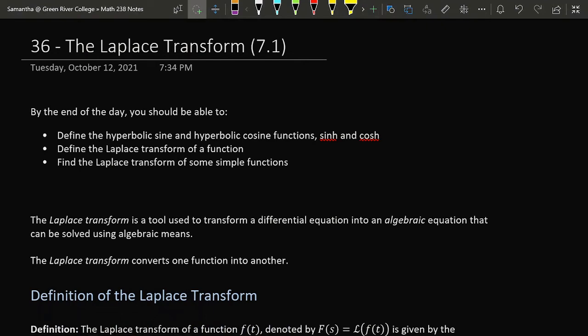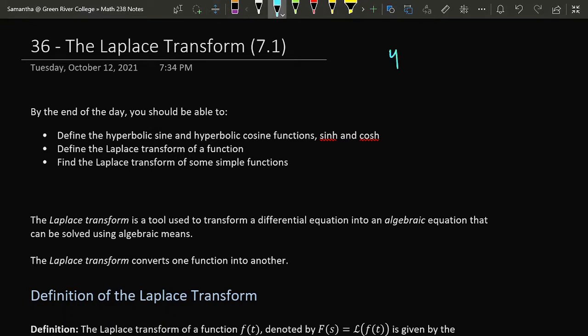In the final section of the course, we're going to be talking about a technique that can be used to take a differential equation and transform it into an equation that can be solved algebraically instead of using any techniques from calculus.